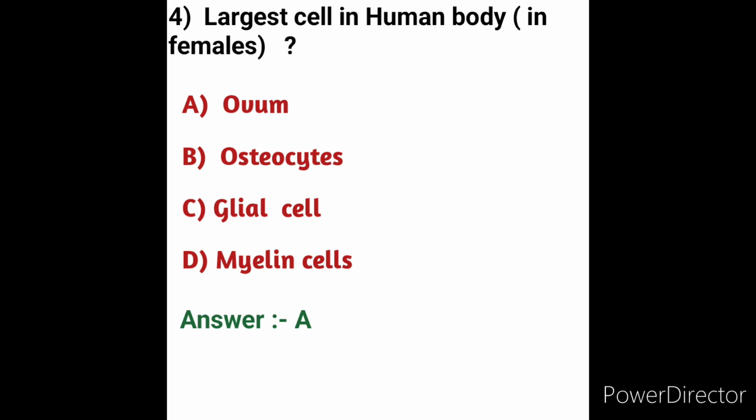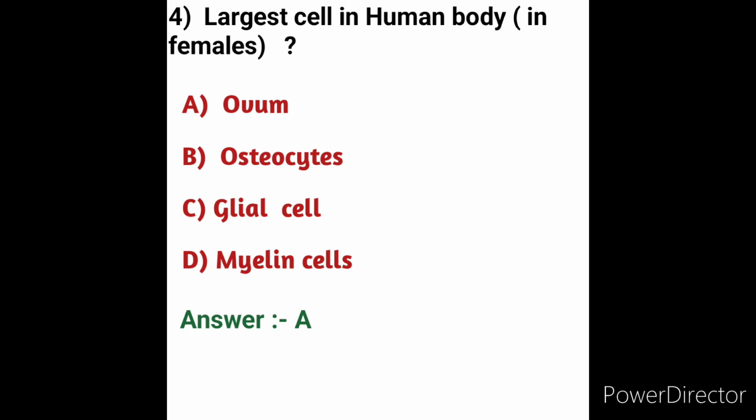Largest cell in the human body in females. Okay friends, largest cell in the human body. We will see the options here. Option A, ovum. Option B, osteocytes. Option C, glial cell. And option D, myelin cells. The largest cell in the human body, especially in females. Option A is the correct answer.